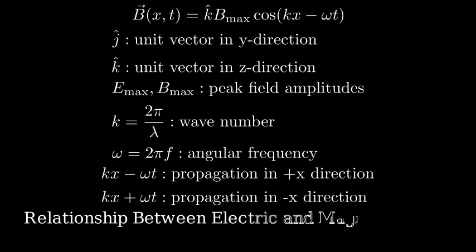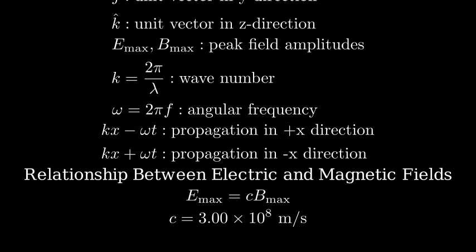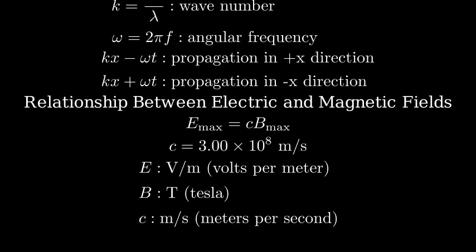An important relationship exists between the electric and magnetic fields in an electromagnetic wave. The maximum values of the fields are related by E max equals c times B max, where c is the speed of light in vacuum. This tells us that in a vacuum, the ratio of the electric field amplitude to the magnetic field amplitude is always equal to the speed of light, which is approximately 3 times 10 to the 8th meters per second. Note that c has units of meters per second, which makes this equation dimensionally consistent, as E has units of volts per meter and B has units of Teslas.